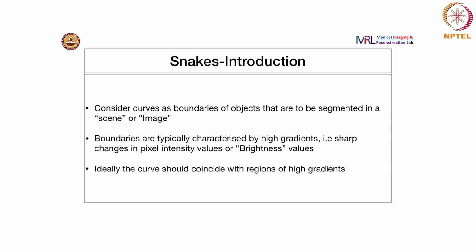Now, what is the other characteristic of the boundaries of objects? Typically in a medical imaging setting, the boundaries are characterized by high gradients, that is sharp changes in pixel intensity values or brightness values. So ideally the curve that we are propagating, trying to latch on to the boundary, should also coincide with regions of high gradients. That is one of the important criteria considered in this method.